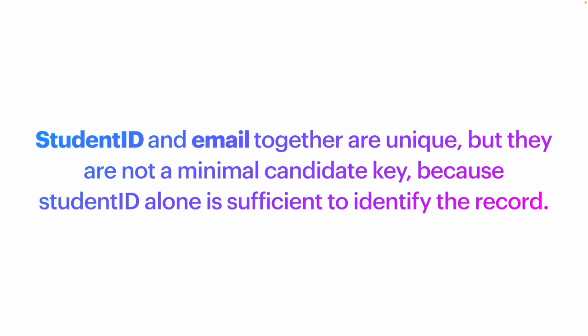Student ID and email ID together are unique, yes, but they are not a minimal candidate key, because student ID alone is sufficient to identify the record. So here the uniqueness property is there, but the minimality property is not followed. That's why student ID and email together are not a candidate key.